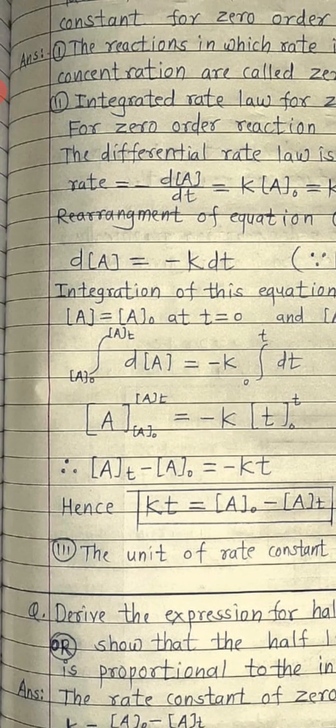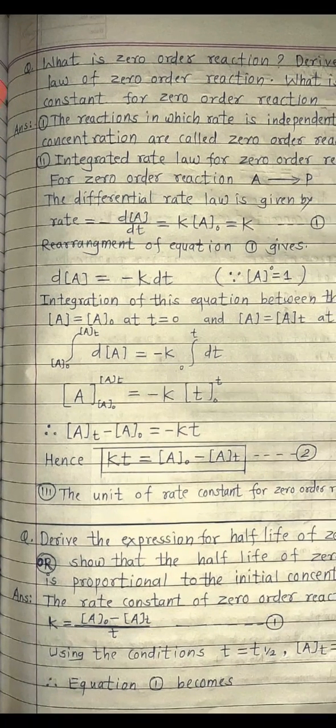So the integration of dA is the concentration A, with limits A0 to At, and the integration of dt is t. Therefore, A from A0 to At is equal to minus K t from 0 to t. Now by inserting the limits we get At minus A0 is equal to minus Kt. Hence Kt is equal to A0 minus At.